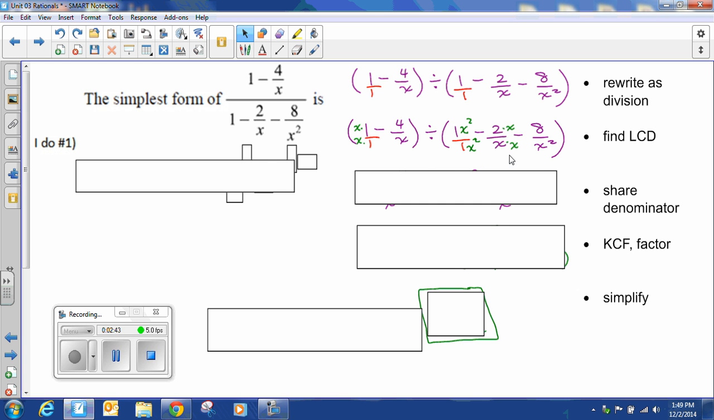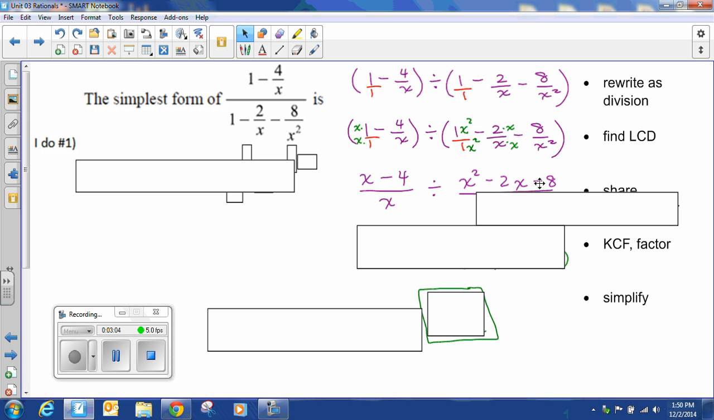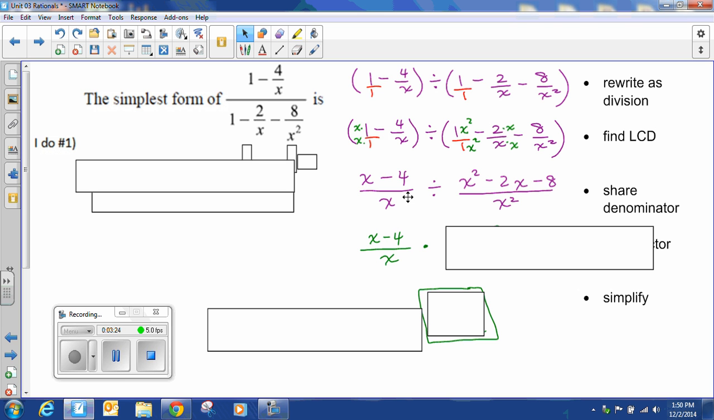So now that we have this, let's go ahead and rewrite this sharing our common denominator. So here we end up with x minus 4 over x divided by x squared minus 2x minus 8 all over x squared. Next thing we want to do is keep, change, flip. Remember, we have a division here, so we must multiply by the reciprocal and then factor. So x minus 4 over x remains that way.